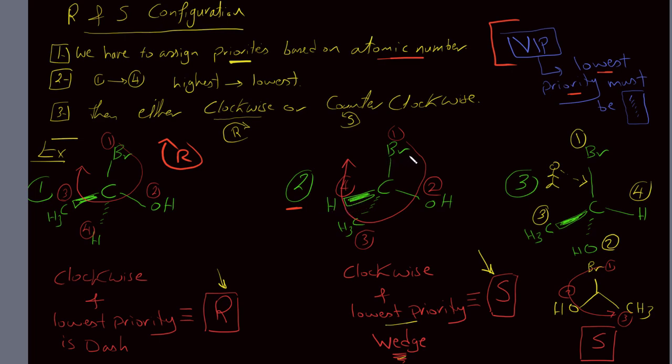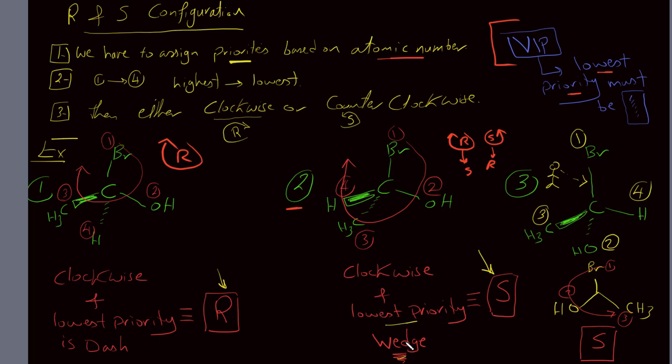Do everything the same as before first. Bromine has got the highest priority, oxygen, carbon, and then hydrogen. Assign it normally. If you're going this way, you will think it's R, but then you're going to switch it to S. And if you're going this way, you think it's S, but then you're going to switch it to R. This is because you imagine yourself standing behind the molecule where H will be pointing away from you.